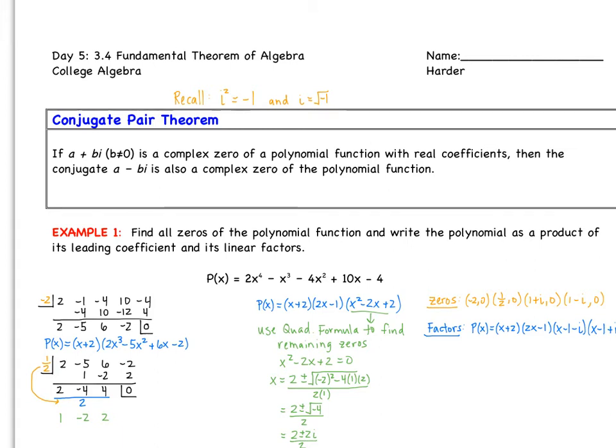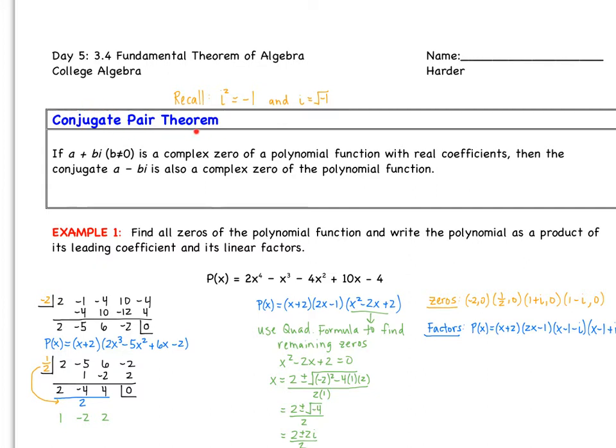Welcome to Day 5, 3.4, Fundamental Theorem of Algebra. So we're going to talk about the conjugate pair theorem today, but one thing we have to remember is what i is equivalent to. Remember, i is equal to the square root of -1. So if we square both sides, we know i squared is equal to -1. We'll need to use that concept today.